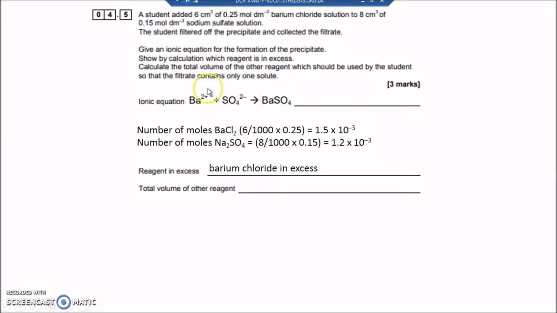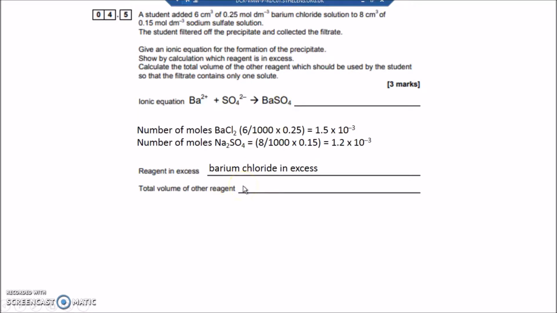Just to go back to this one, the ionic equation of barium and sulfate. Barium is a 2+ ion because it's in group 2, so it loses 2 electrons and becomes 2+. The sulfate ion you need to learn is SO4 2-. When the two come together, the 2+ and the 2- cancel each other out, and so it's BaSO4.